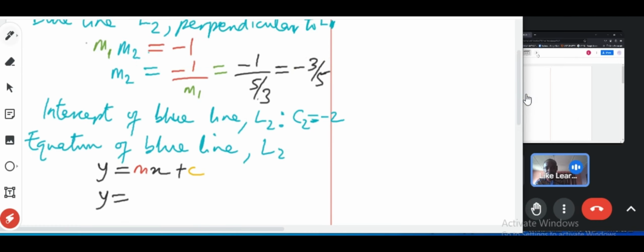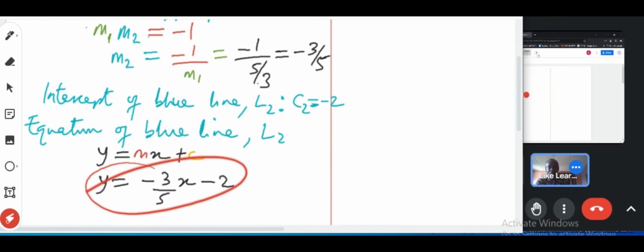So give me the equation again. Y equals minus 3 over 5x. C is minus 2, so minus 2. So this is the equation. This is the equation of the blue line. All right. Take note of this. We can use this in several ways.